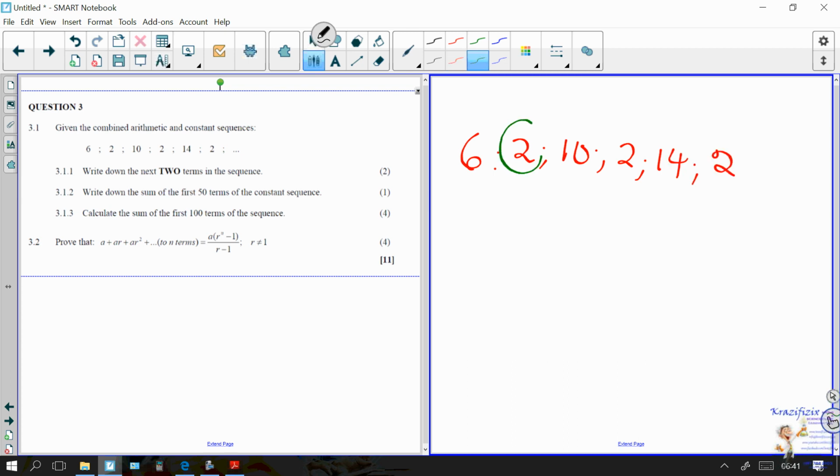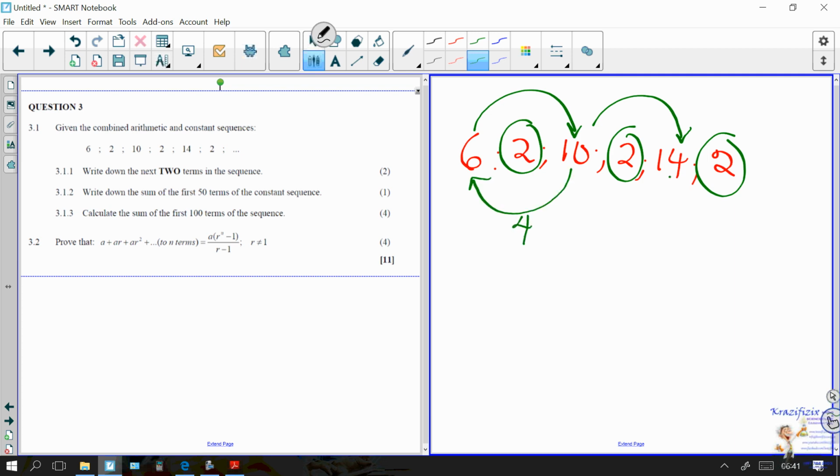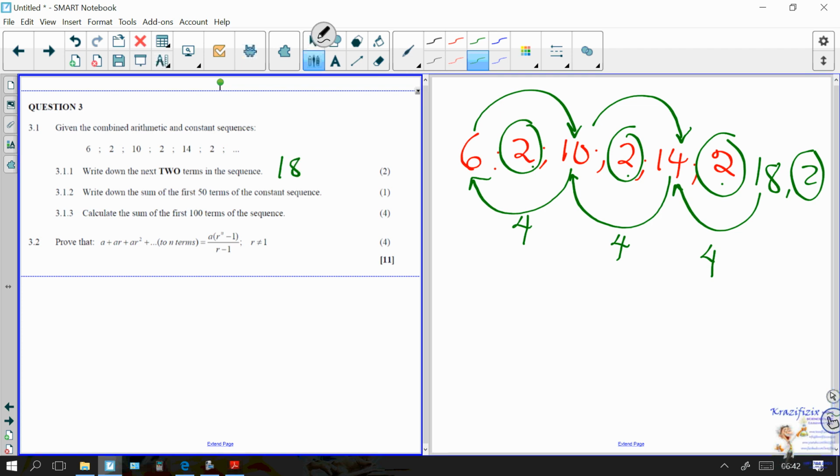What do you notice? Constant sequence. And then what do you notice here? They said it's arithmetic. Okay, common difference. 10 minus 6 would give me 4. 14 minus 10 would give me 4. That means the next one should be a difference of 4. 18 minus that to give me 4. But by the way, my 2 is constant. A constant sequence. So write down the next two terms, 18 and 2.